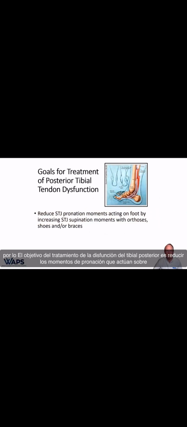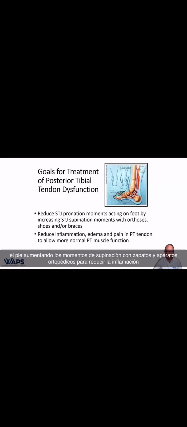So the goals of treating posterior tibial tendon dysfunction are to reduce pronation moments acting on the foot by increasing the supination moments with orthosis, shoes, and braces, to reduce inflammation, edema, and pain in the posterior tibial tendon to allow more normal posterior tibial muscle function, and to increase the strength of the posterior tibial muscle after the inflammation is resolved so that we can have them walk better with less pain.